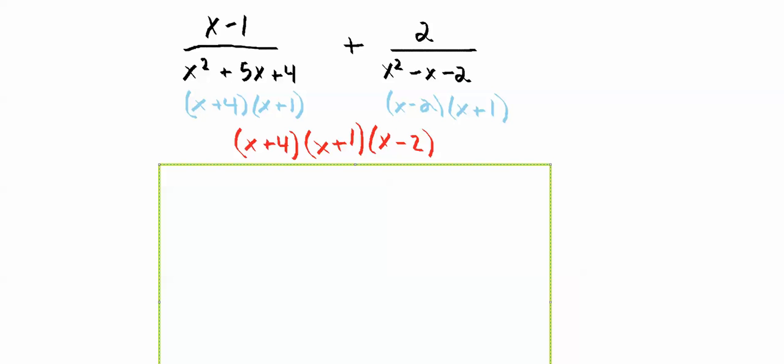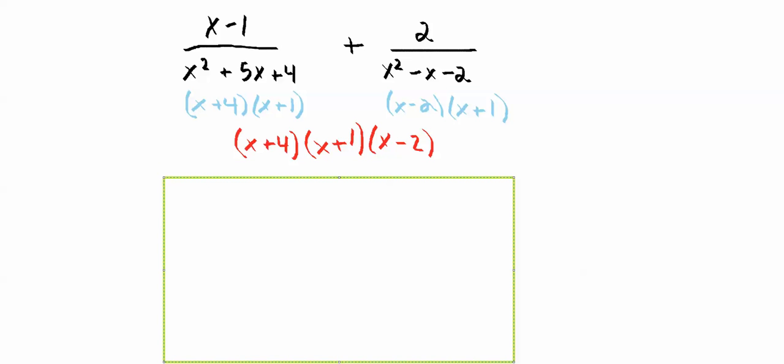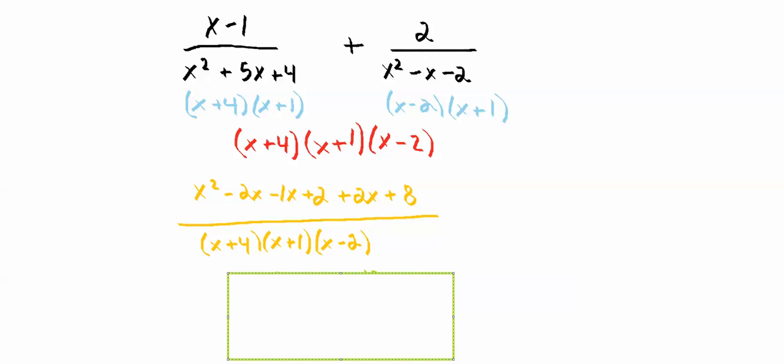So for x minus 1, we're going to multiply that by x minus 2, and for our 2 we're going to multiply that by x plus 4, and once we do all that we write out our final fraction, which is x squared minus 2x minus x plus 2 plus 2x plus 8 over our common denominators.